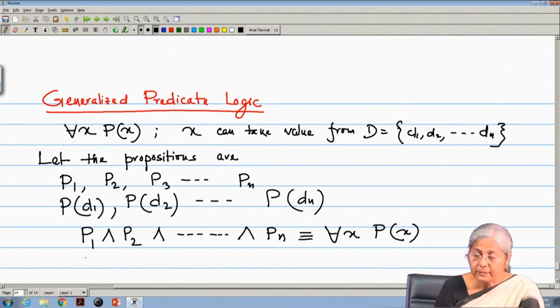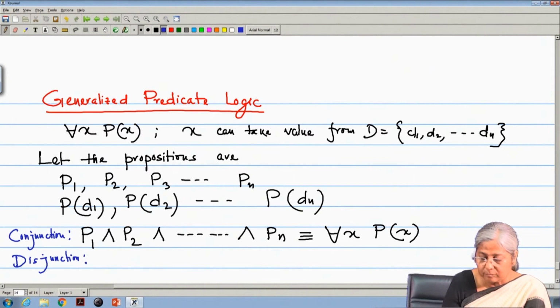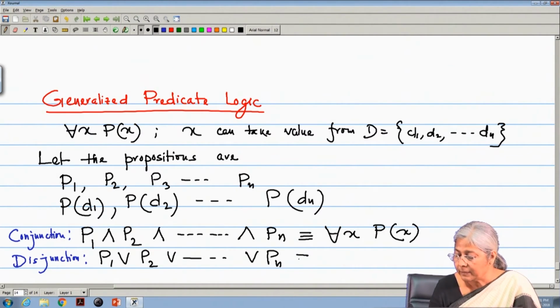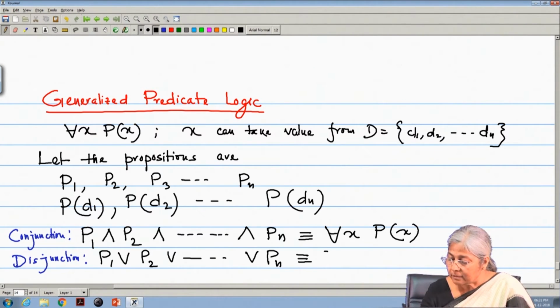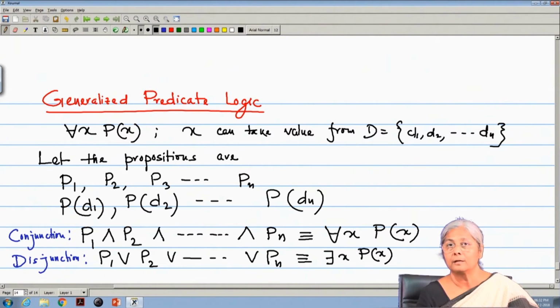Similarly, if I take the disjunction, this will be P1 or P2 or Pn, and we can write that this will be there exists x P(x), when any one value of x, that means one of the Pi's, is true.